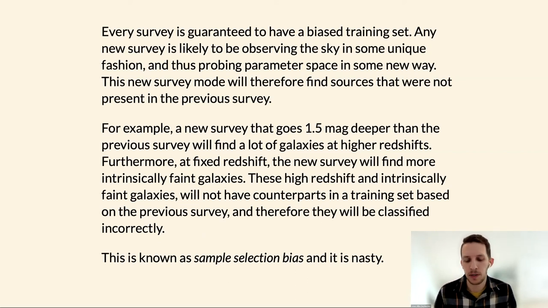So for example, let's just take some new telescope that's going to go deeper than any other previous survey. By going deeper, this survey will find galaxies at higher and higher redshifts than any previous observations. And at fixed redshift, it will also find galaxies that are intrinsically more faint. So these high redshift galaxies, these intrinsically faint galaxies, will not have any counterparts in a training set that's built on some previous survey, and so they will potentially be classified incorrectly.